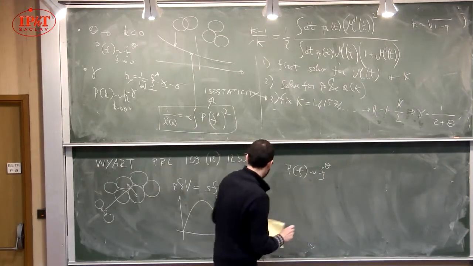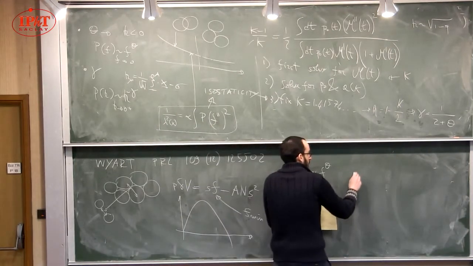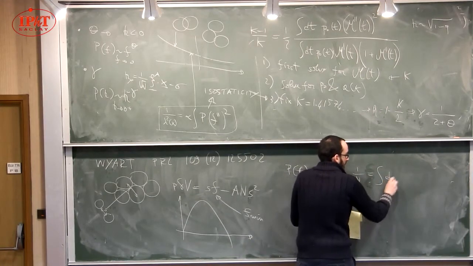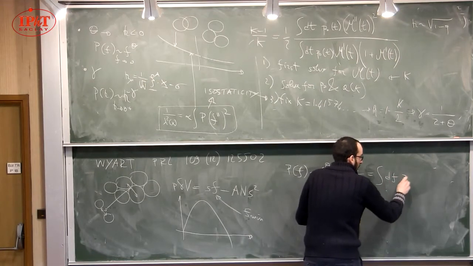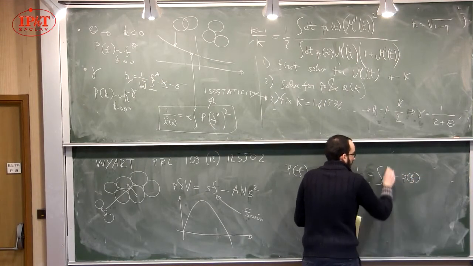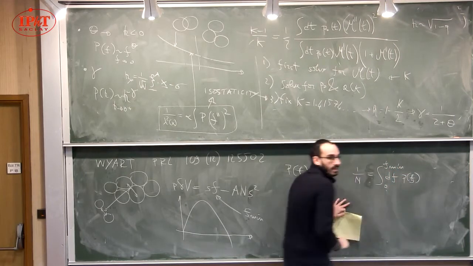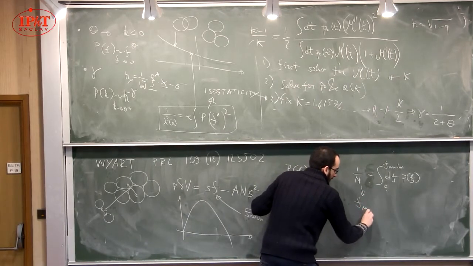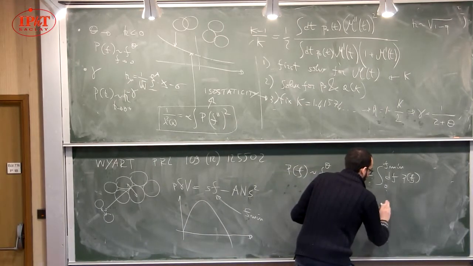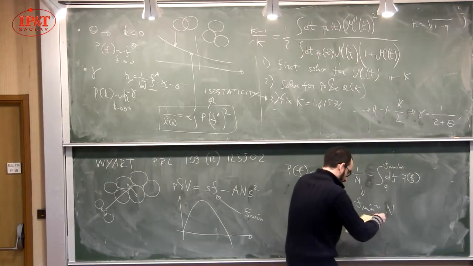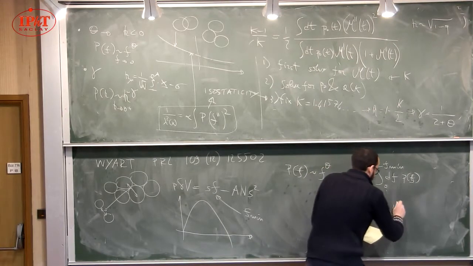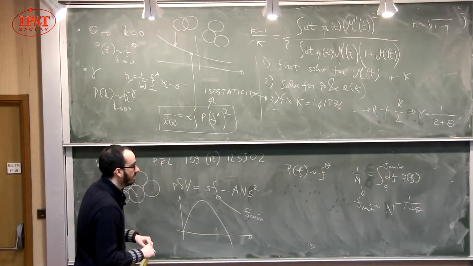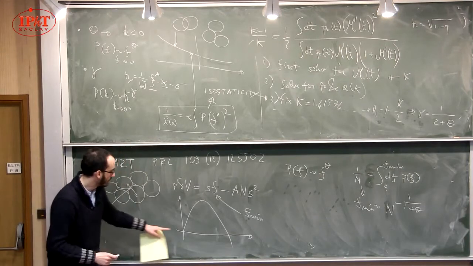So if you assume this, then the minimal force is simple to derive because you have just 1 over N is just the integral of the P of F from 0 to F min. Right? And this gives you that F min goes like N to the minus 1 over theta plus 1, I don't want to make mistakes. Okay?